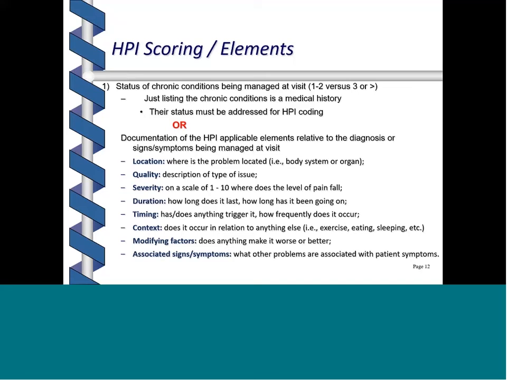Just listing that you're going to be managing their hyperlipidemia, their COPD, and their hypertension would not suffice for the purposes of the status of the chronic conditions for your HPI elements. So it does require us to put in a status of those.